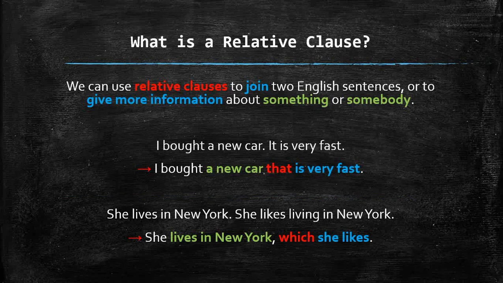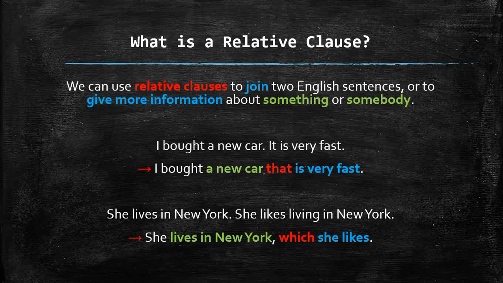First of all, we have to know what is a relative clause. We can use relative clauses to join two English sentences or to give more information about something or somebody. We have two examples here.